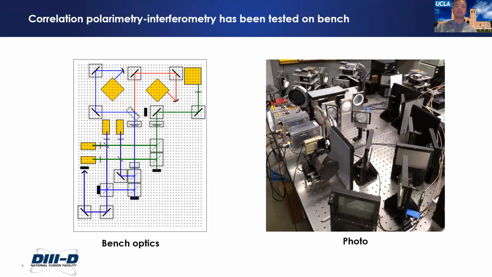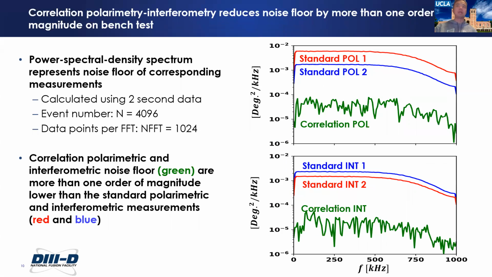So this is the data on the bench, and based on the bench test, this is the result we got. The figure shows you the power spectral density spectrum for both the polarimetry and the interferometry measurement. The calculation is done using 2 seconds of data, the event number n is 4,000, and the number of data points in the FFT is about 1,000.